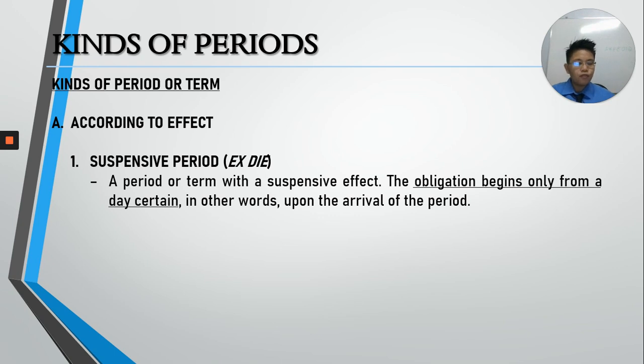So upon arrival of the period, doon mag-uumpisa yung obligation. So, example, bibigyan kita ng baon starting ng first day ng next year. So, kailan ka, o, next month na lang para hindi naman masyadong malayo. Bibigyan kita ng baon starting ng first day next month. So, alam mong bibigyan ka ng baon, sigurado kang bibigyan ka ng baon. It's just a matter of time na dumating yung period para mag-umpisa yung obligation.